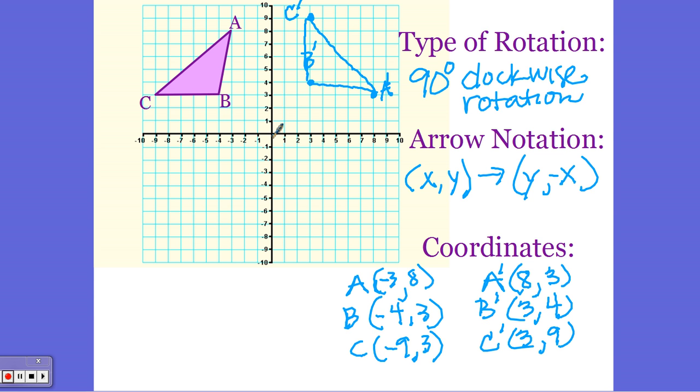It's almost as if, remember, you put a pin through the origin so that it stayed in place, and you could turn your entire paper around, or if you could cut out this quadrant and turn it 90 degrees clockwise, that's where your new shape would end up, is right here.